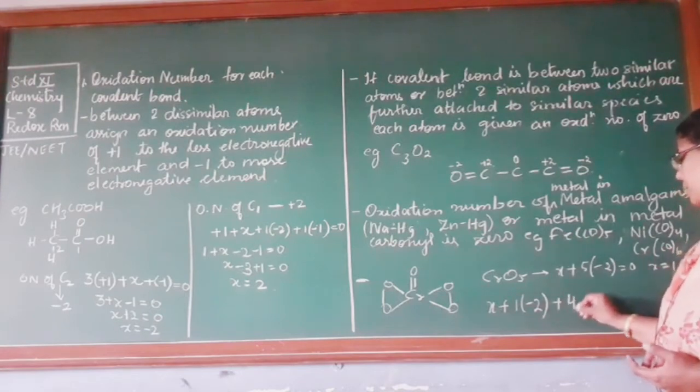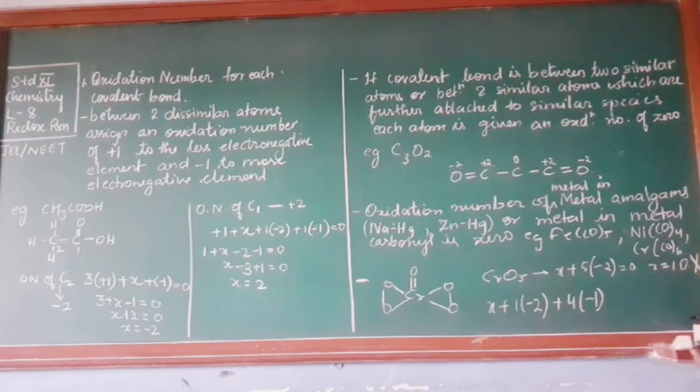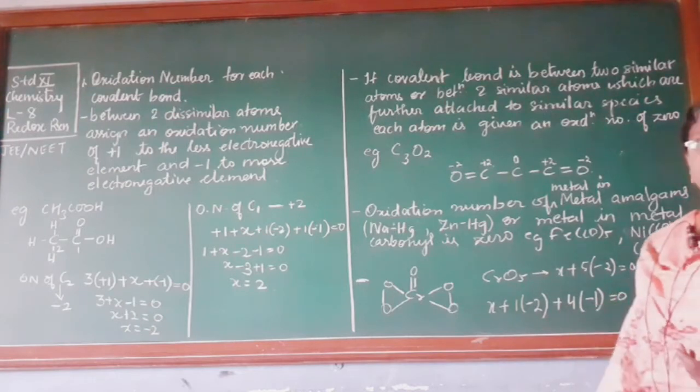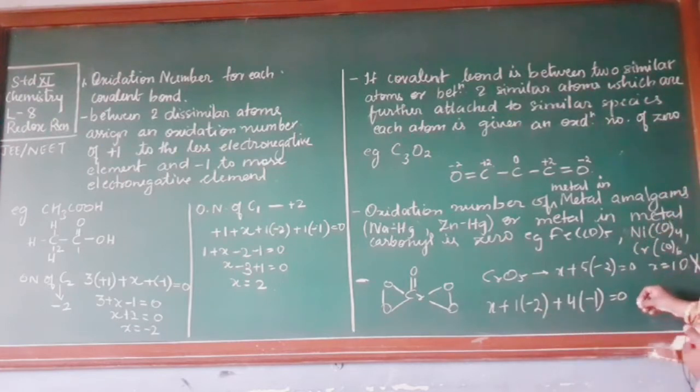So how many are there? 4 with -1. Whenever there is a peroxide, you should take the oxidation state of oxygen as -1. So you get 4 into -1, and here the oxidation state of chromium is x, which implies x minus 6 is equal to 0, that is x is equal to 6. So you see the difference here. You were getting 10 but actually it is 6. Okay, so please copy down this.